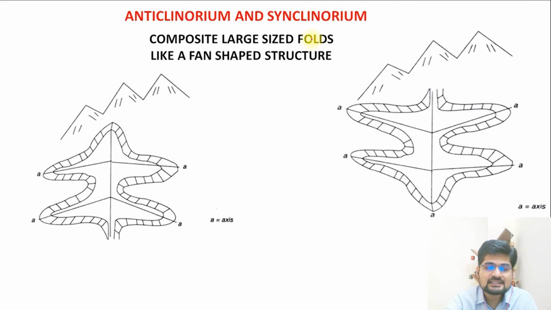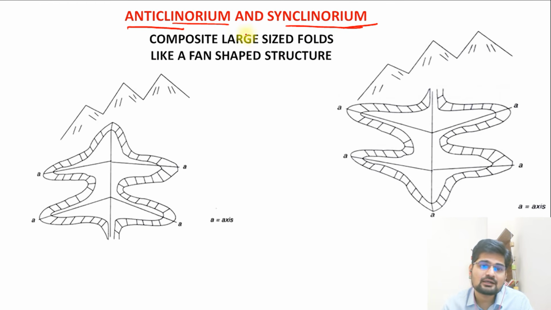Then the next one is the anticlinorium and synclinorium. Remember, if you know anticline and syncline as we have learned, it is just a plurality. When too many anticlines are there, and when too many synclines are there.